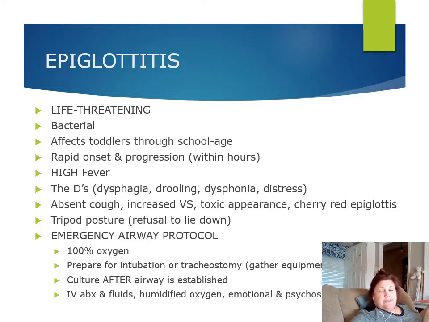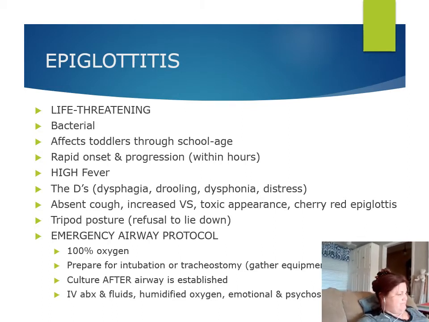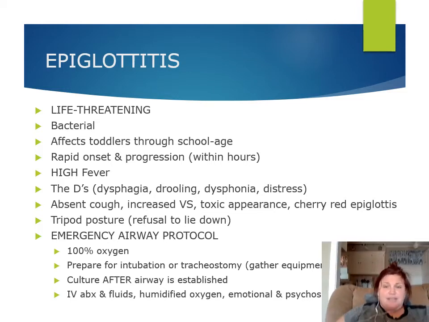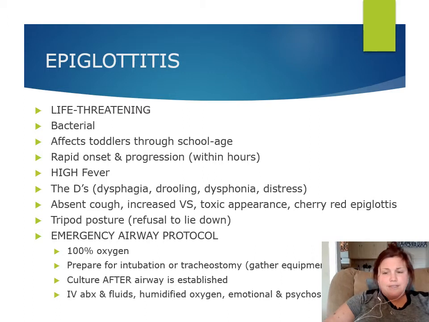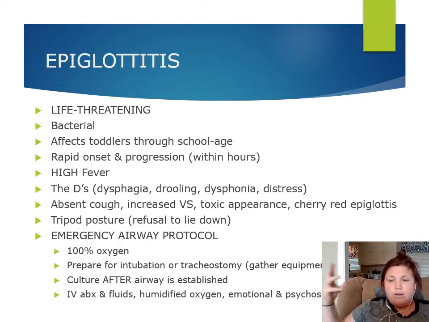Typically there's an absence of cough because it's so obstructed that they can't even form a coughing effort. They may have increased vital signs, including blood pressure and heart rate associated with their discomfort and anxiety. They may have the toxic appearance that's common with conditions like shock, where they have an overall ill look to them, pale, labored, and their epiglottis is cherry red in color. There's an illustration to come of the tripod posture.